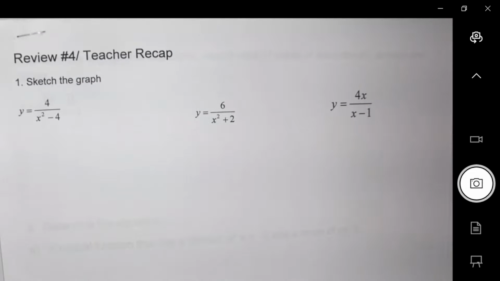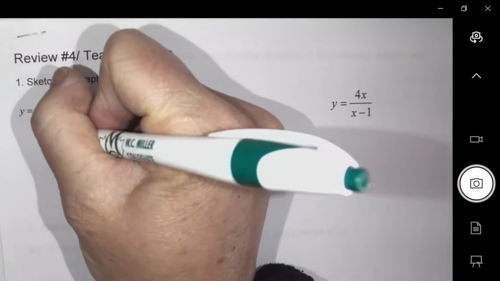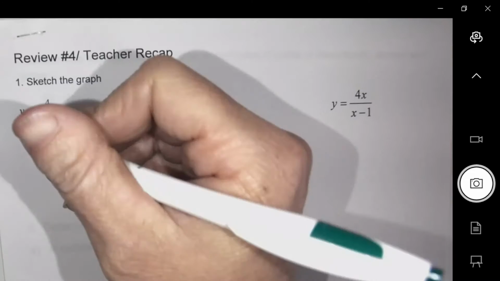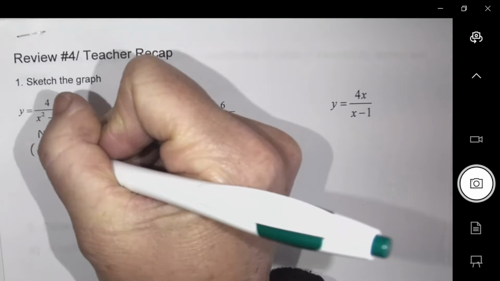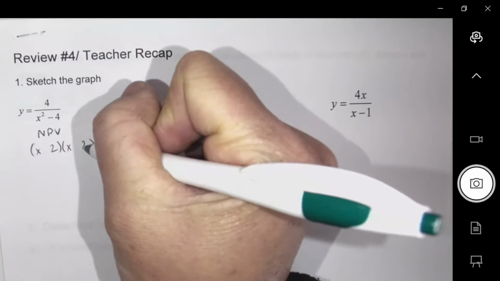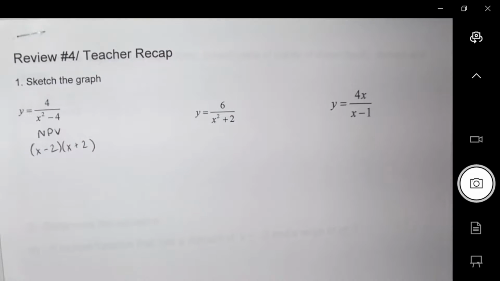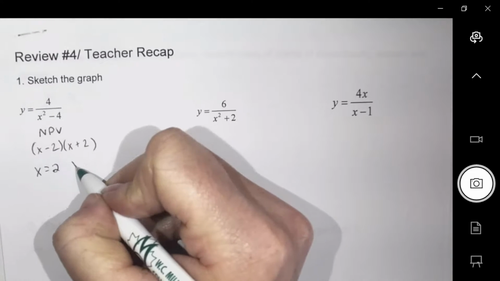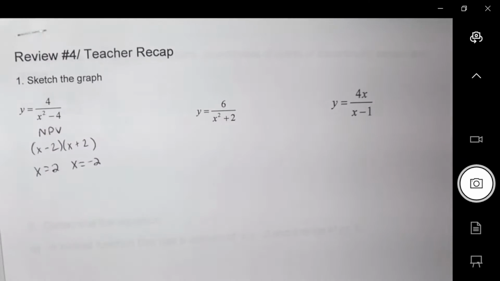Okay, number 1. So the first thing I'm going to analyze is the values I don't want for x. Okay, so if I want, I guess I could factor this with a difference of squares. The non-permitted values are 2 and -2.